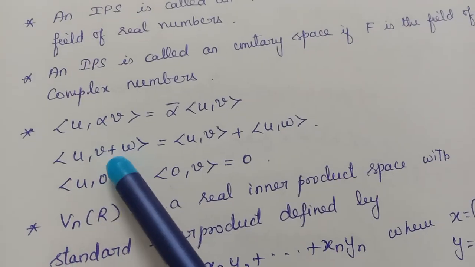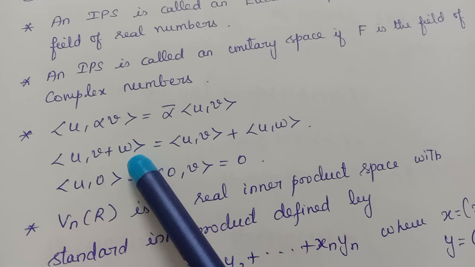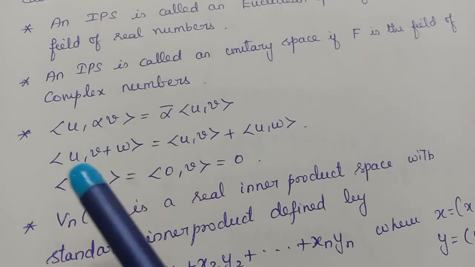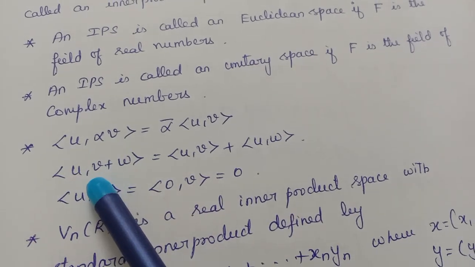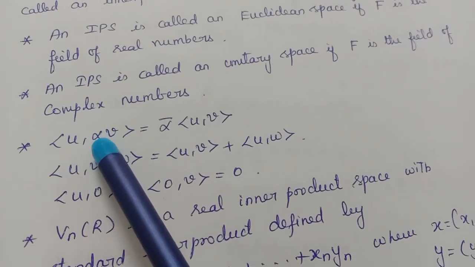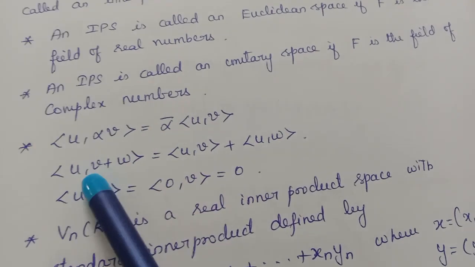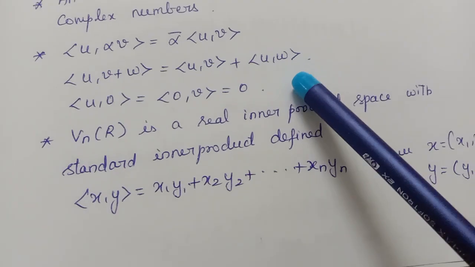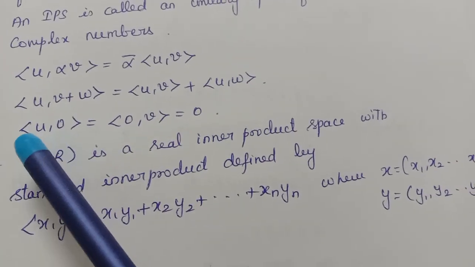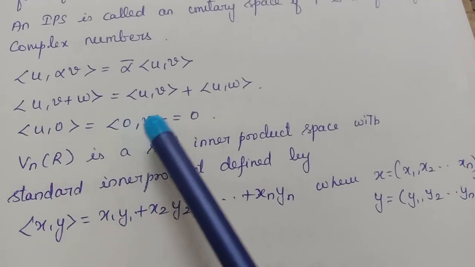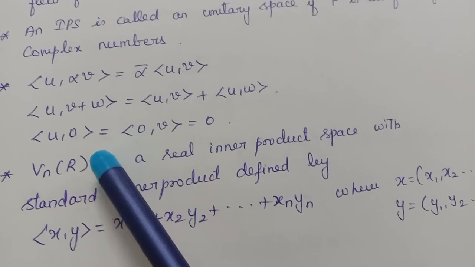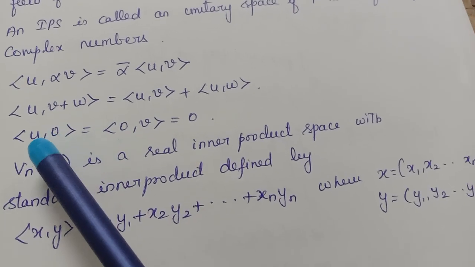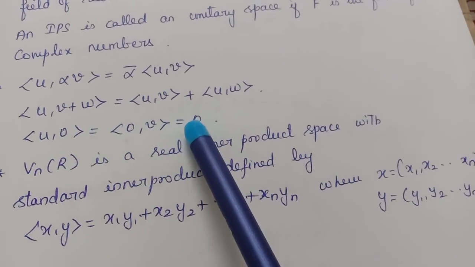Next one is u comma v plus w. Inner product of (u, v plus w) is equal to, there will be no change in this one. This is also like the distributive property. There will be no change because all are vectors. Only when you have a scalar with the second vector, it will become its conjugate. But when you have vectors, there will be no change. So this is inner product (u, v) plus inner product (u, w). Next one is inner product of any vector with 0 is equal to 0. If you multiply any number with 0, the product is 0. The same thing here.